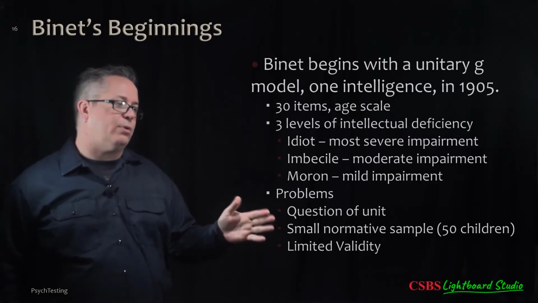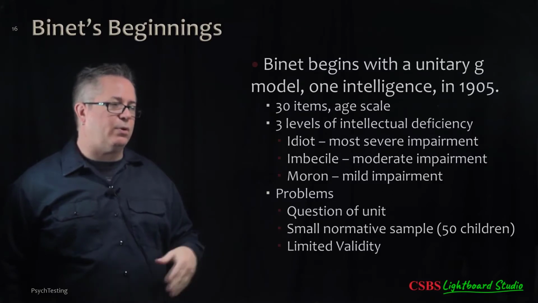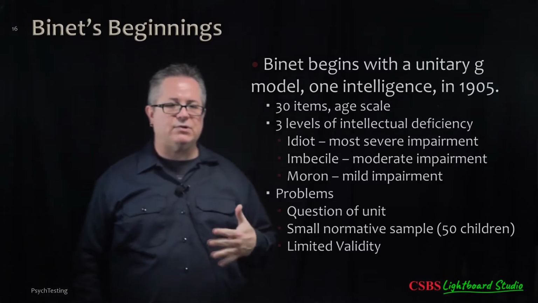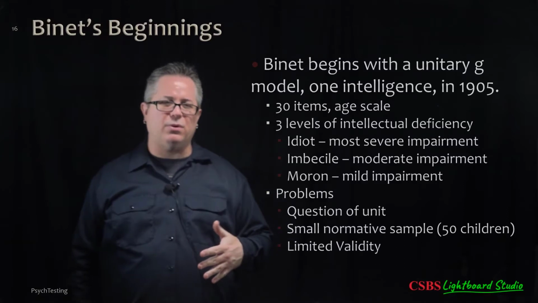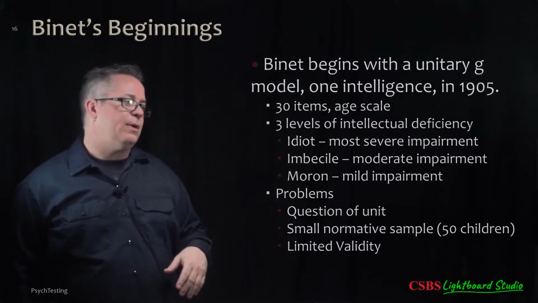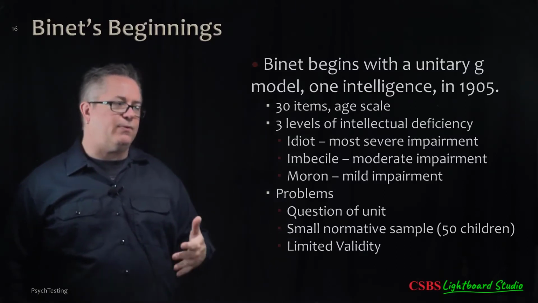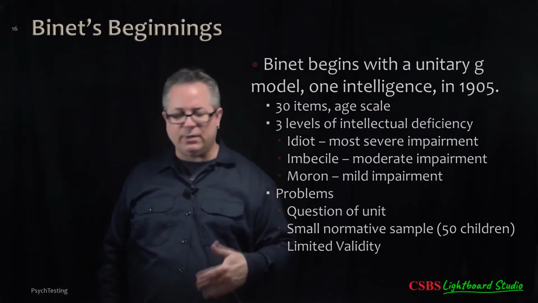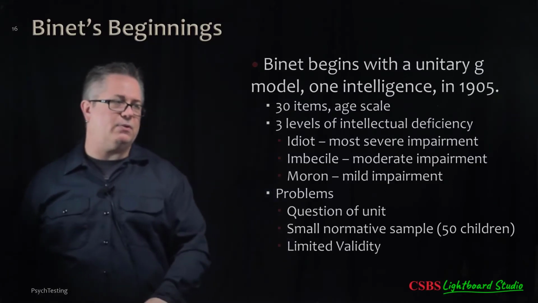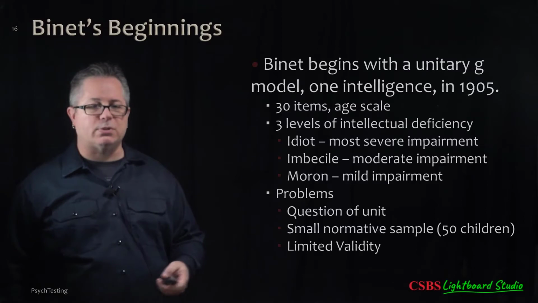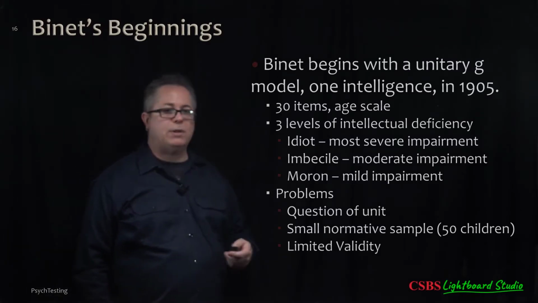The problems were the question of unit, like what are these sort of mental age things actually, how does that work? It becomes a little hard. They only had a small normative sample. They only used 50 children to really norm it, and it had limited validity. So it was a good start, but it wasn't quite where they wanted it to be.